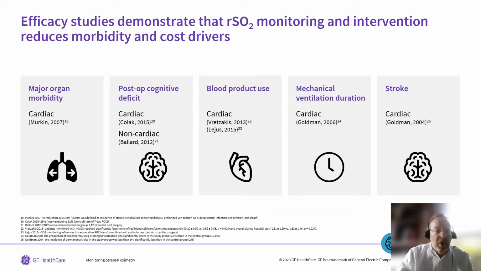There have been multiple studies demonstrating improvements in outcome. Most of these have been definitively demonstrated in cardiac surgery. Examples of studies that have shown intervention improvements include improvements in major organ morbidity and mortality, improvement in postoperative cognitive decline in patients undergoing procedures, a reduction in blood product use, or being able to indicate when blood product use is necessary, a decrease in mechanical ventilation duration in patients undergoing cardiac surgery, and a decline in patients suffering stroke.